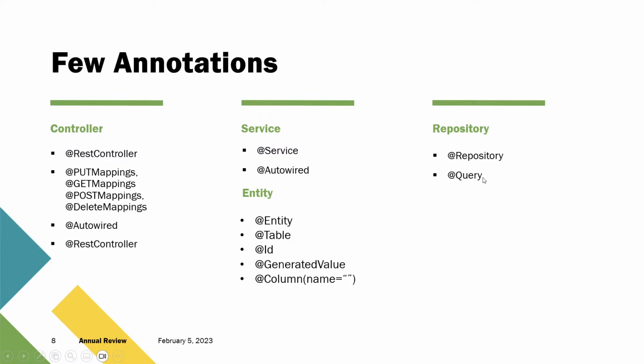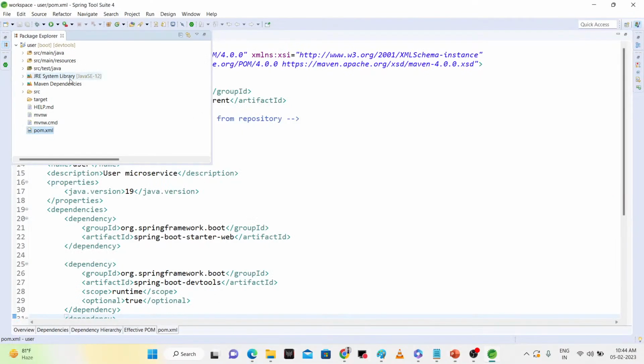Query is not required now, but we'll try to use it. And then for the entity, we are going to use Entity, Table, ID, GeneratedValue, and Column annotations. Make sure you take a screenshot or note down these annotations, because we will use them in your application now. Next we'll see and create our project.